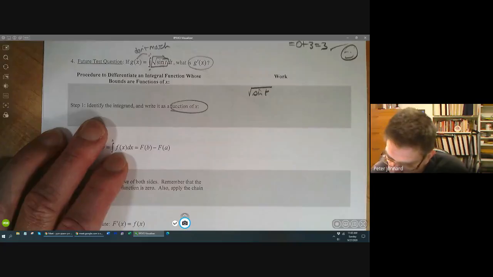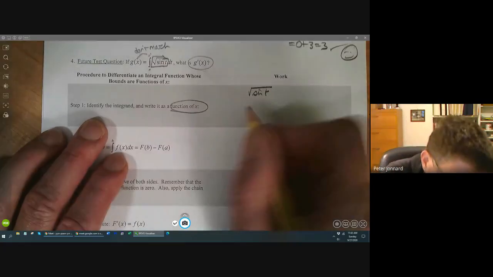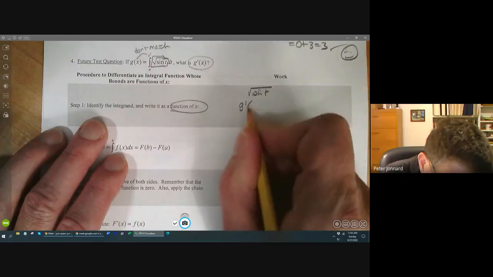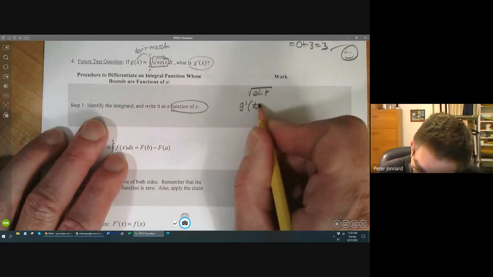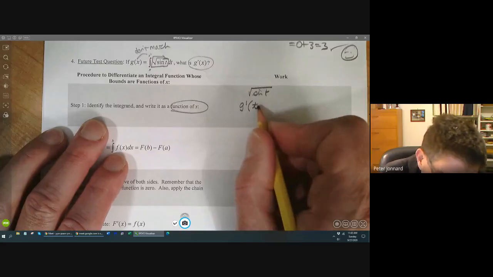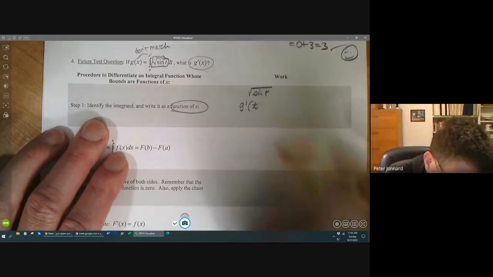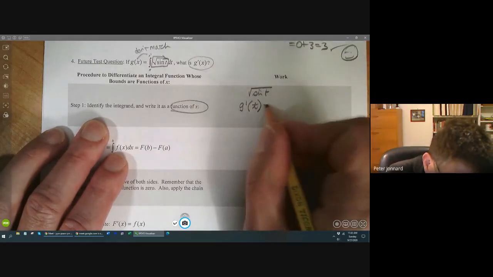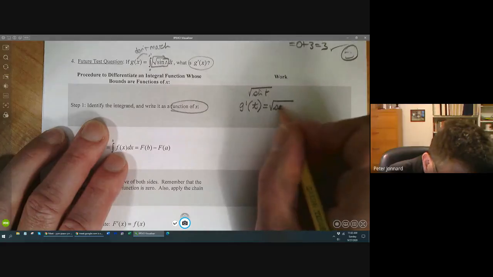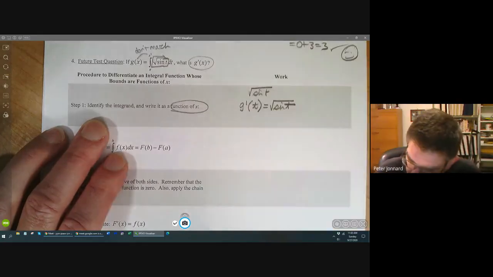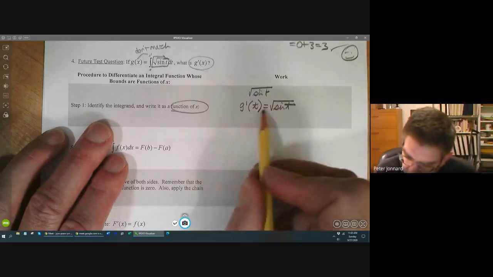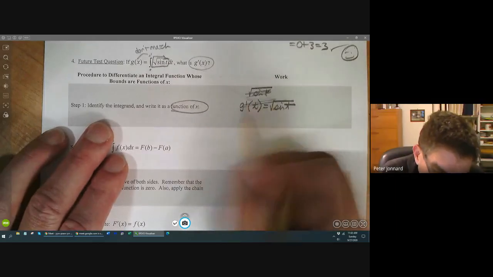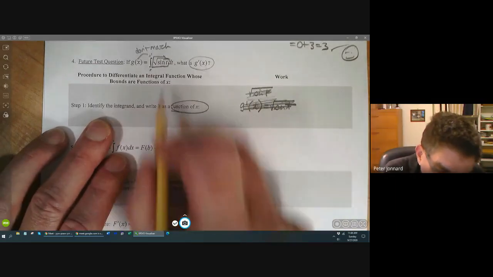So I'm checking my old notes from years past just to make sure I have it. Okay, so I'm going to call this g prime of t is equal to the square root of the sine of t, like so. Whoops, I'm sorry. It says to write it as a function of x instead. My bad. Let me start over. Let me rewrite it as a function of x. I want to have a function there.